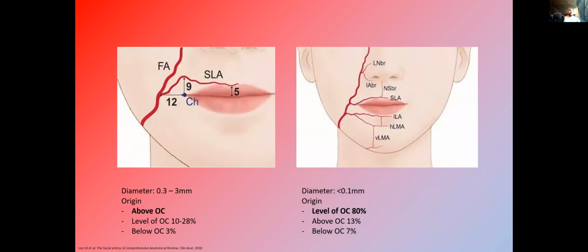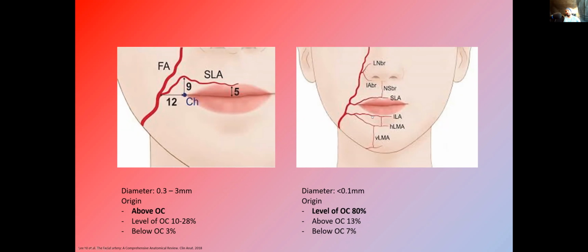So another study done by Lee and colleagues only a couple of years ago, actually. And as you see in the diagram here on the left-hand side, you can see the facial artery. It's just between 1 centimeter and 1.5 centimeters away from the oral commissure. It gives up a branch of the superior labii artery. And in most cases, it's above the level of the oral commissure. So the branch is above the level of the oral commissure.